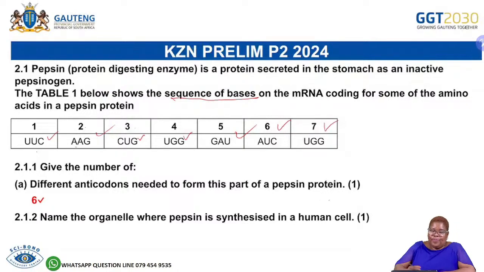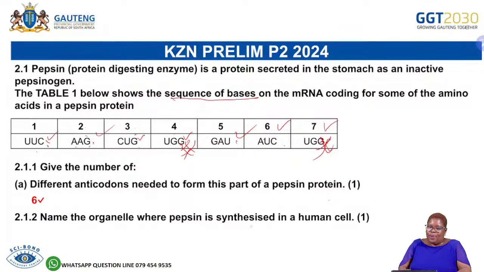Why? Remember, counting 1, 2, 3, 4, 5, 6, 7, we counted 7 actually, but we're saying it's 6 because number 4 and 7 are the same. So we can't be repeating them. Therefore, we're going to have 1, 2, 3, 4, 5, 6. Hence, we are saying 6 different anticodons are needed to form this part of pepsin protein.